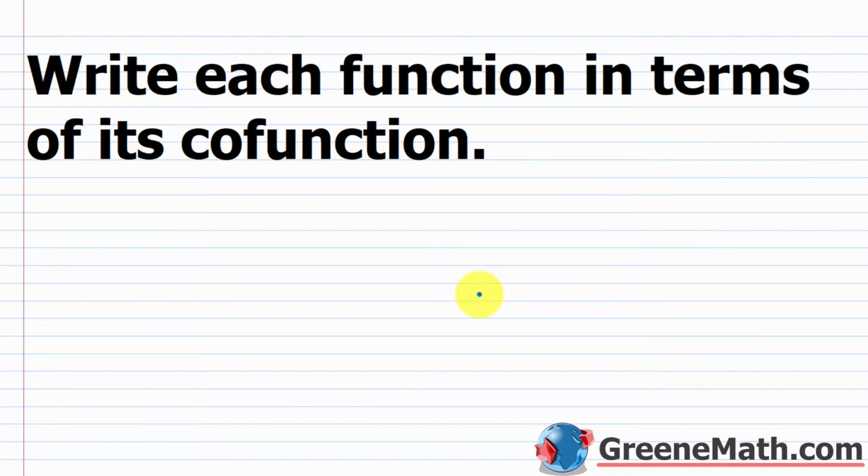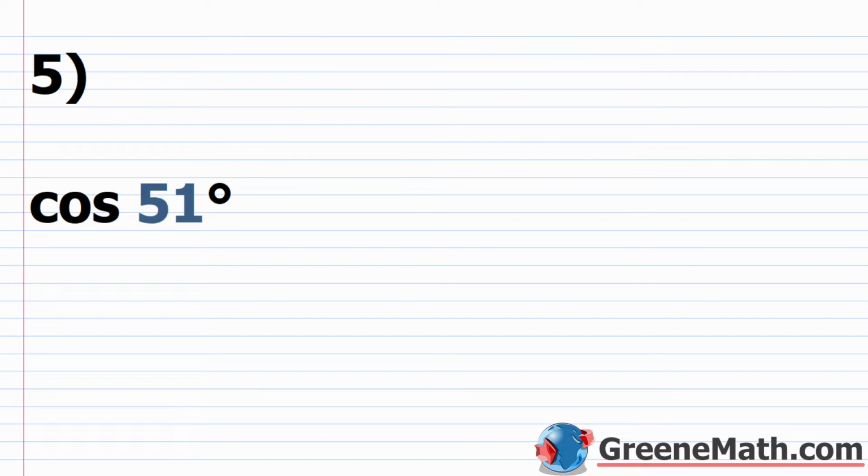All right, for the next few problems, we're going to write each function in terms of its cofunction. So we discussed this in the lesson. For problem 5, we have the cosine of 51 degrees. So we know that the cofunction, when we deal with cosine, is going to be sine.